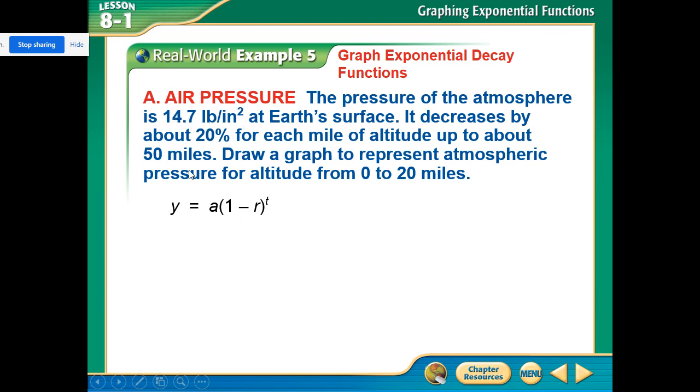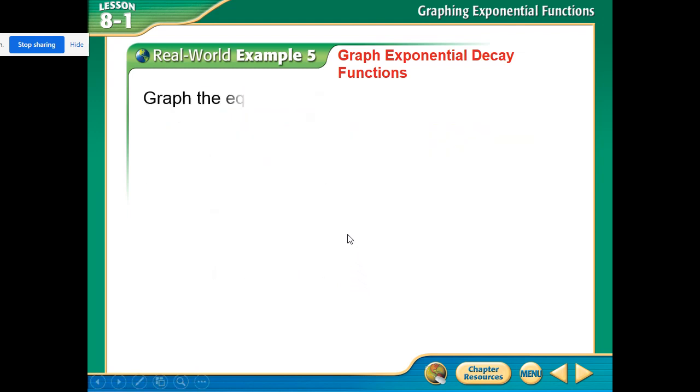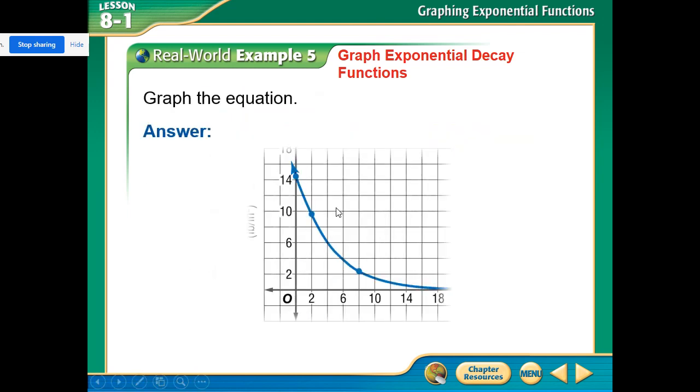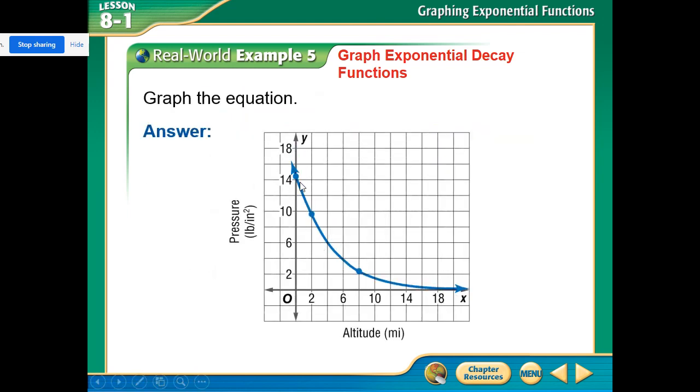Our original value is 14.7. That's going to go in the front. And then we're doing 1 minus the 20%, so 1 minus the 20%, or 0.80 to the t. And again, that's between 0 and 1, so it is decaying. And you can graph that. They're going to show you that here in just a minute. Again, I don't really care if you graph this or not.